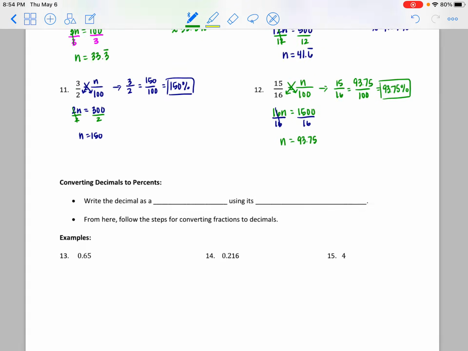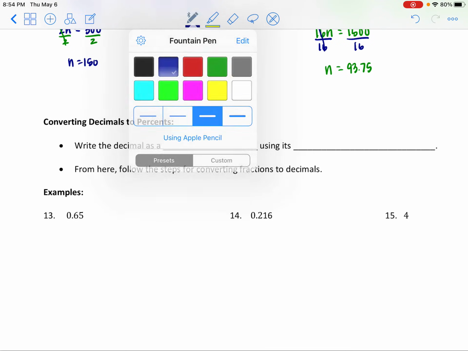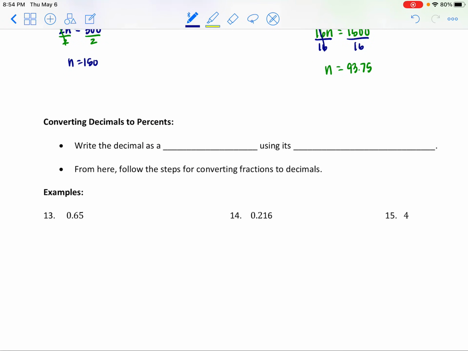Now I'm going to show you the decimal, and then there's a shortcut for this one that you've probably seen before. But if we're going to convert decimals to percents, the first thing we're going to do is write the decimal as a fraction using its place value. Okay. From there, you can follow the same steps that we were just using. So for example, 0.65, that's 65 in the hundredths place of the decimal, which means rewritten as a fraction, this is 65 hundredths. Well, that's not going to take any fancy work. 65 out of 100 is exactly 65%.